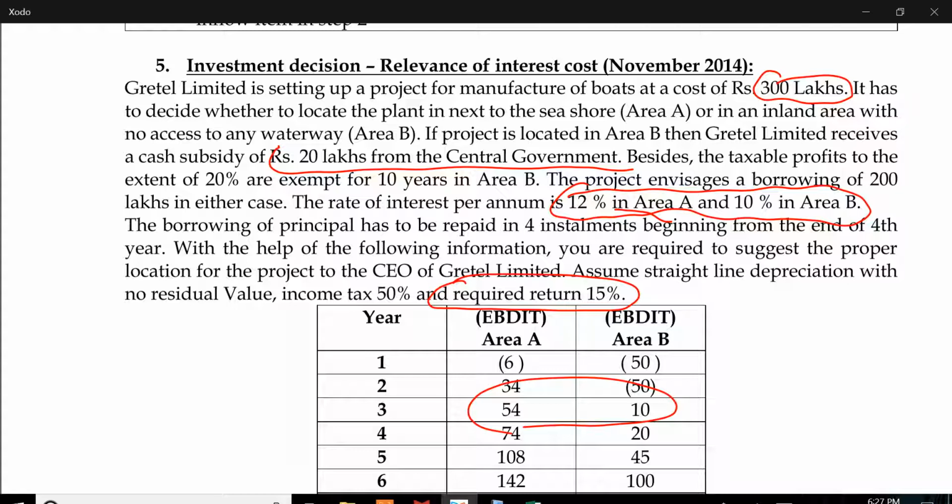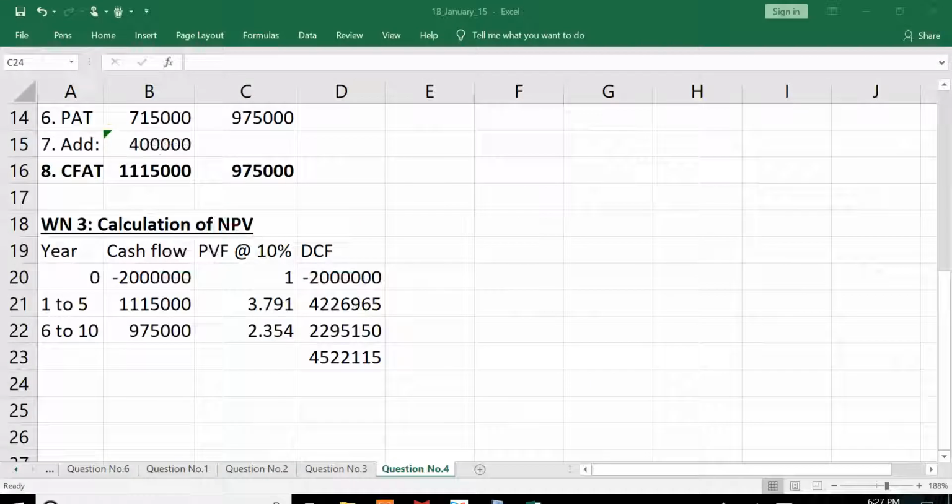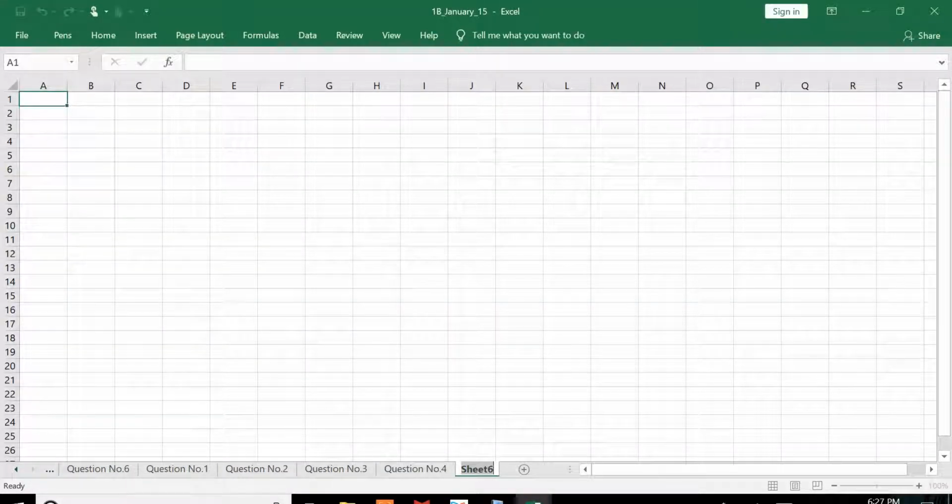And hence the evaluation will be done from equity shareholders point of view. Working note 1, initial outflow.